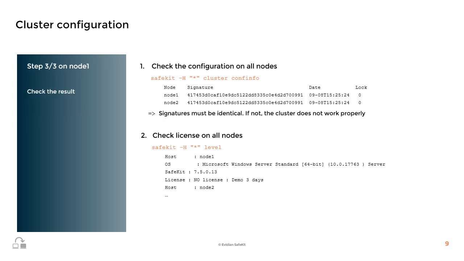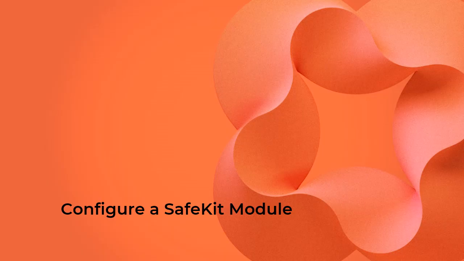Let's finish with the third step, which consists of checking the result. To do this, use the SafeKit cluster confinfo command applied to all nodes with the -h*. It is important that the signatures are the same on all nodes. Otherwise, the cluster will not work properly. You can also check the license keys on all nodes with the SafeKit level command applied to all nodes with the -h* option. Let's now consider the configuration of a module.